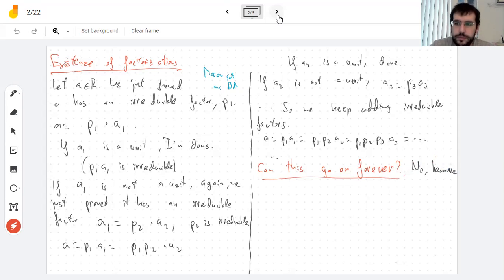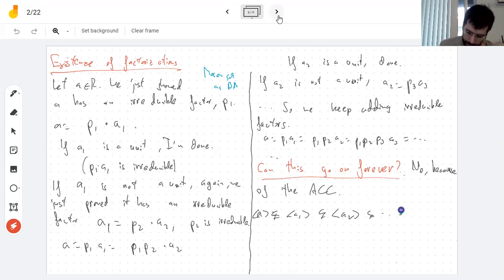Can we use the same ascending chain? Yes, exactly. We're going to use the ascending chain condition. So what ideals should I apply to? The A and A1 and A2. Right, exactly. So again, it's the same setup I had before. A1 divides A, but not the other way around because P1 is not a unit. And A2 divides A1, but not the other way around. And it just keeps going.